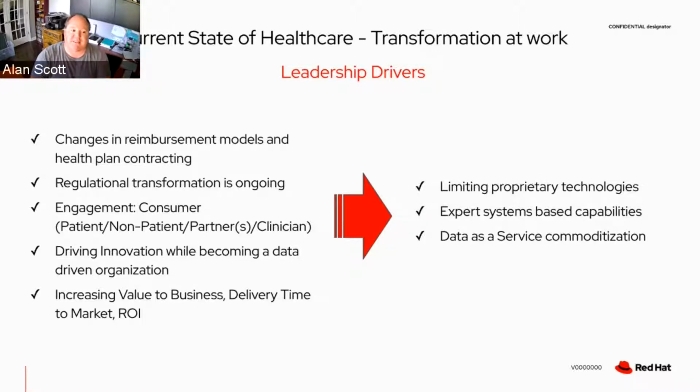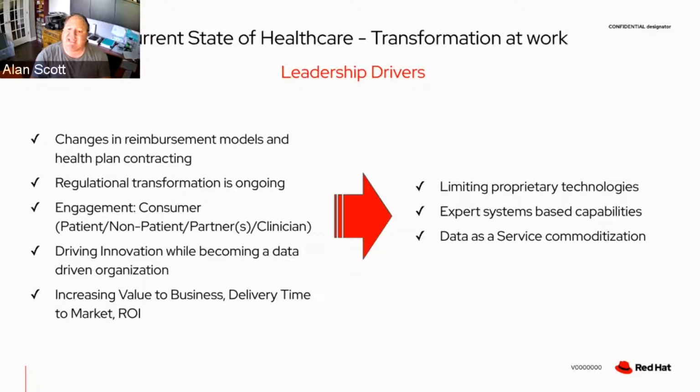But then organizations are now realizing more than ever that data is what powers their organization, and it's what's going to drive their business. And they also know from a leadership level that they need to continue to focus on value and what they give back to their business stakeholders, and doing it in a very timely manner and showcasing that return on investment now more than ever. So if you think about what all that means from a leadership driver perspective, that means limiting proprietary technologies. It means starting to think about expert systems. If you don't build them, how do you leverage them?